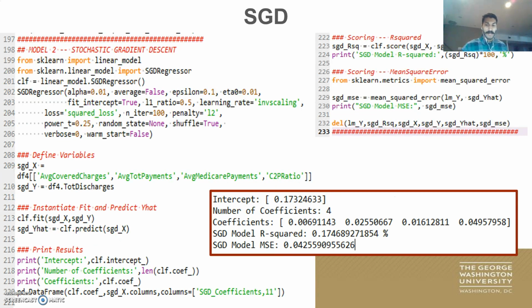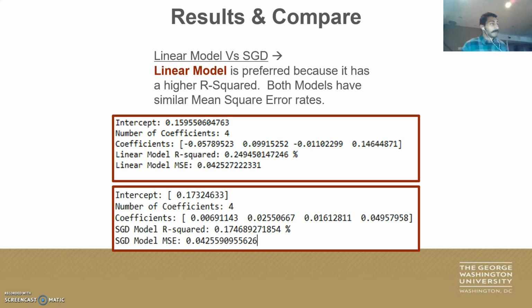I also ran a stochastic gradient descent and received a positive coefficient for C2P ratio. It's also the fourth number, as observed in the previous 2 slides. So comparing the results of the LM and the SGD models, the LM model performed more favorably because it had a higher R-squared score, and they had both similar mean square error rates. We want mean square error rate to be low and the R-squared to be high.